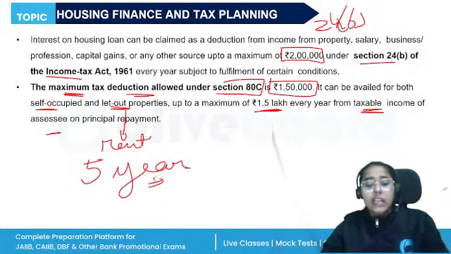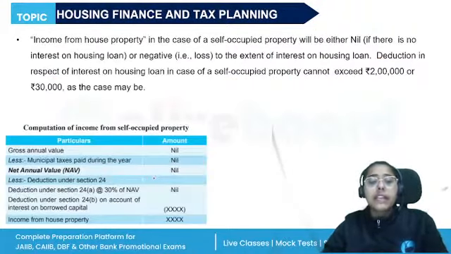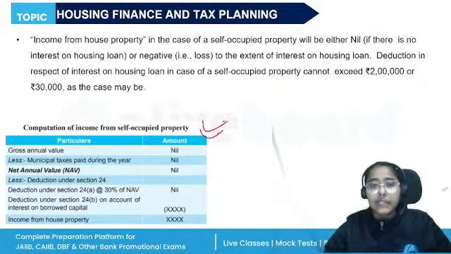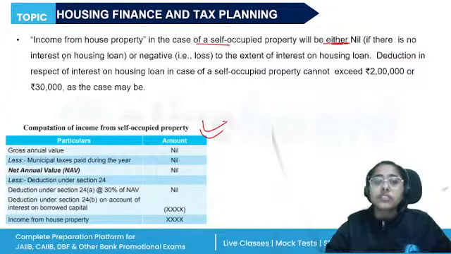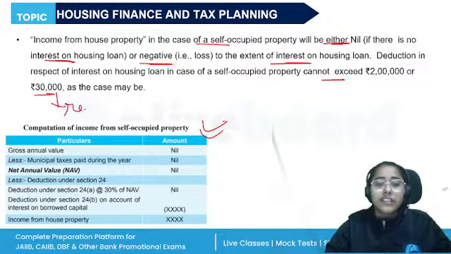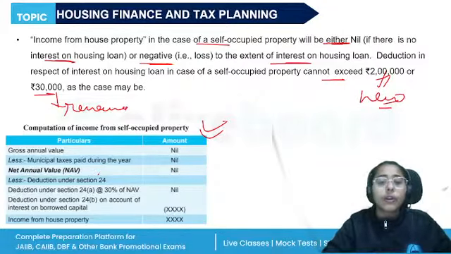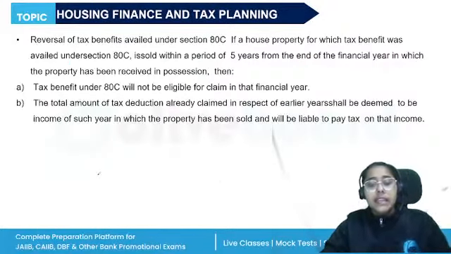Right? Now, how can you compute the income for the self-occupied property? The income in the case of self-occupied property will be either nil if there is no interest on housing loan, or negative to the extent of interest on the housing loan. And the deduction cannot exceed rupees 2 lakhs, or 30,000 if it is related to a renewal or repair. Right? So this is how the computation of income from the self-occupied property can be done. This table is given. Then we have the reversal.